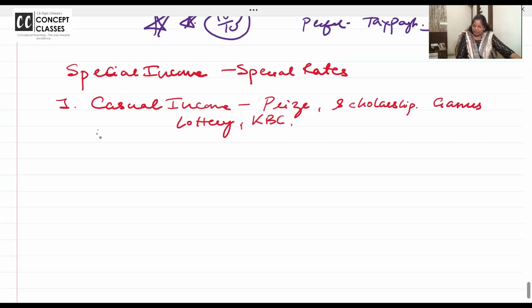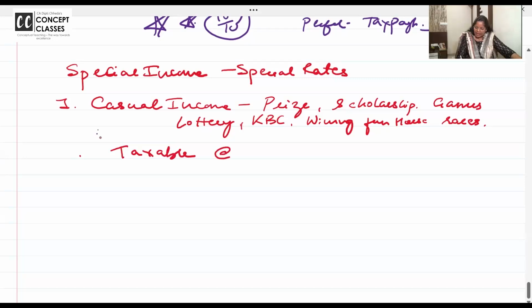Okay? Winning from lotteries, or winning from horse races. You know, in Hyderabad also we have the race club and legally it is allowed. So there are some systems and there if you go for the horse races games and if you win, that income is a casual income. This is all taxable. So this casual income is taxable at flat 30%.